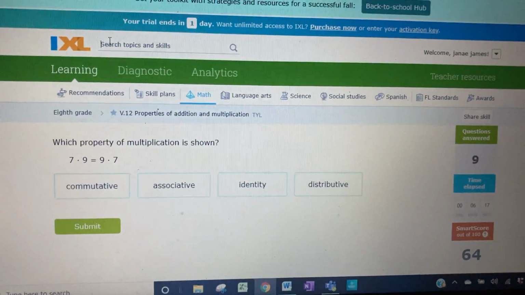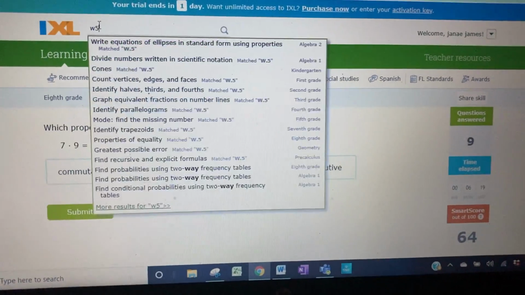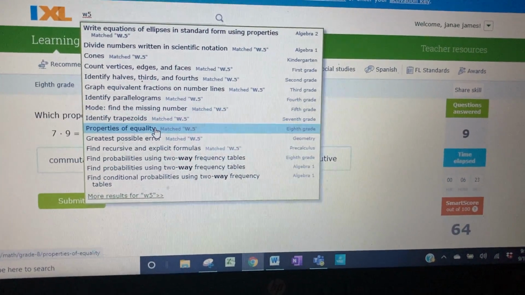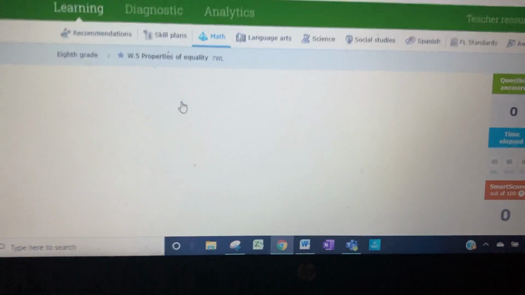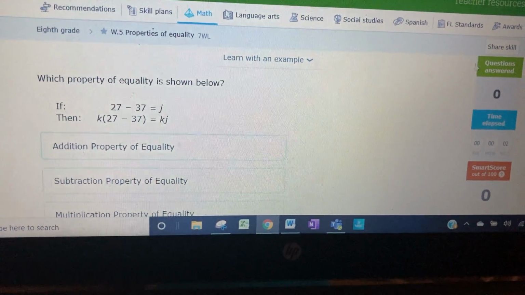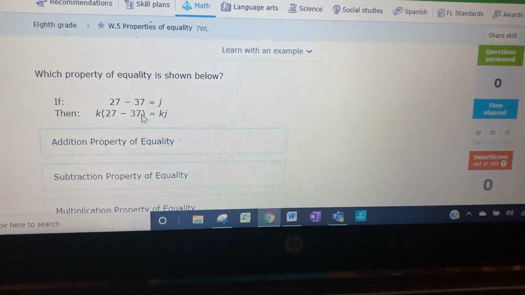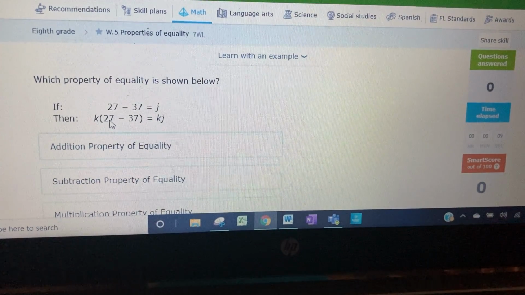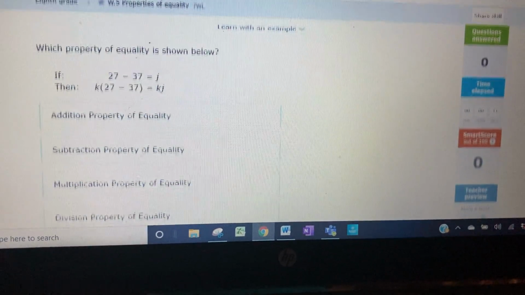So this one is, I believe, W5, 8th grade. Okay. Now this one's not going to require you to know what's happening. You just need to identify what has changed. So the problem originally looked like this, and now it looks like this. So what property has changed here?